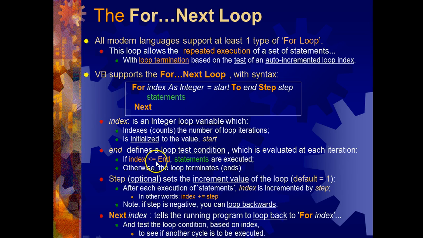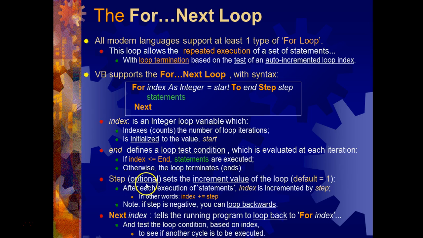If the index is less than or equal to end, the statements are executed. Otherwise, the loop terminates. So once we get to the end one, we go here, and then we leave the loop. Okay? We go outside the loop. We go to the next statement after next. Right? Once again, once index gets to end, we go through the loop that time, but then we leave the loop after that.